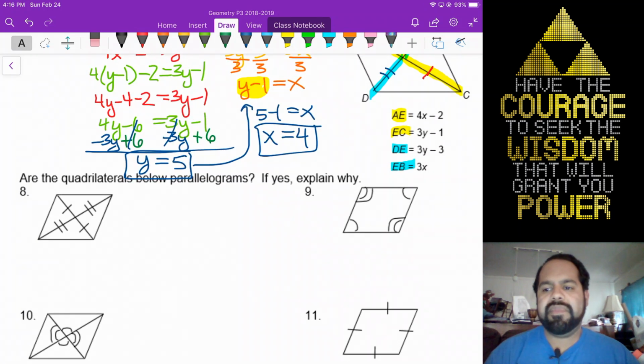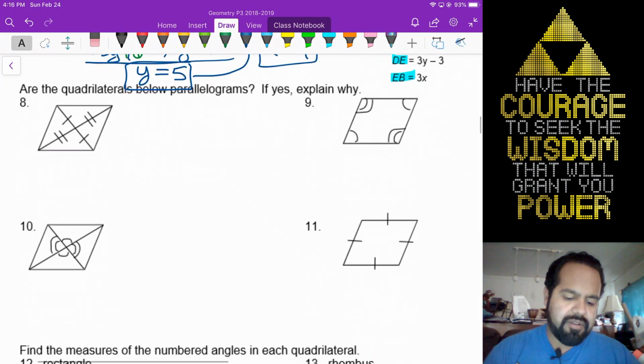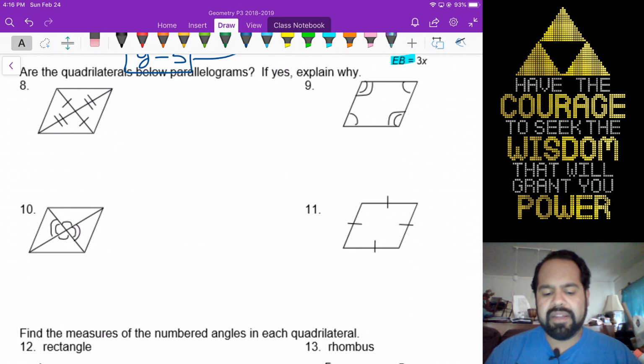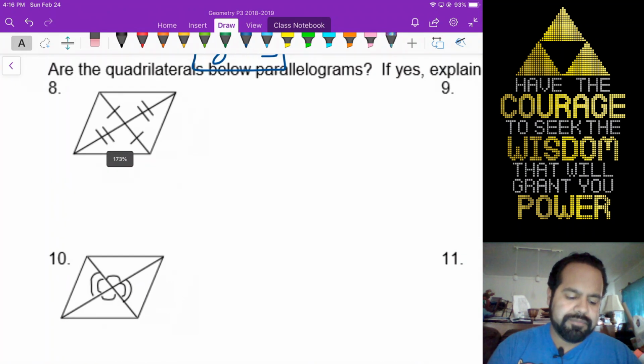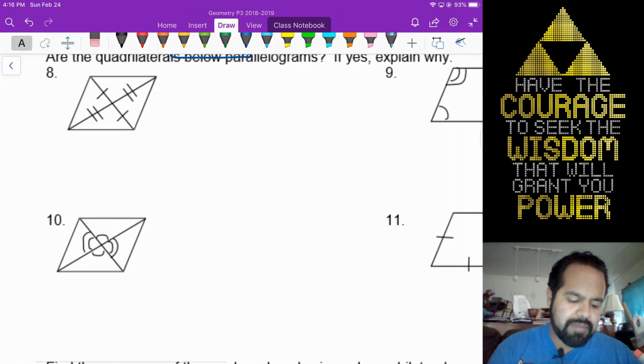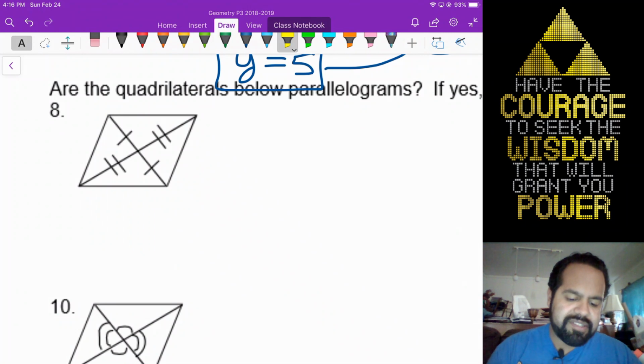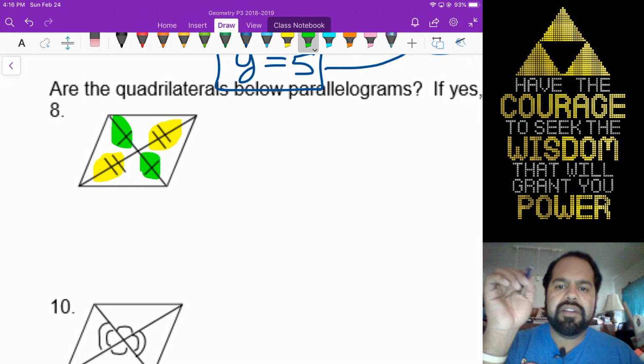Sweet. All right. Now, are the quadrilaterals below parallelograms? If yes, explain why. Let's pretend that the directions also say, if not, explain why not. Okay, like we could explain, because you're probably going to have to be able to do that, right? You need to be able to justify why it doesn't work. So for 8, I'm looking at my markings, and what it's telling me here is that this and this are congruent, this and this are congruent. So it looks like the diagonals are bisecting each other.